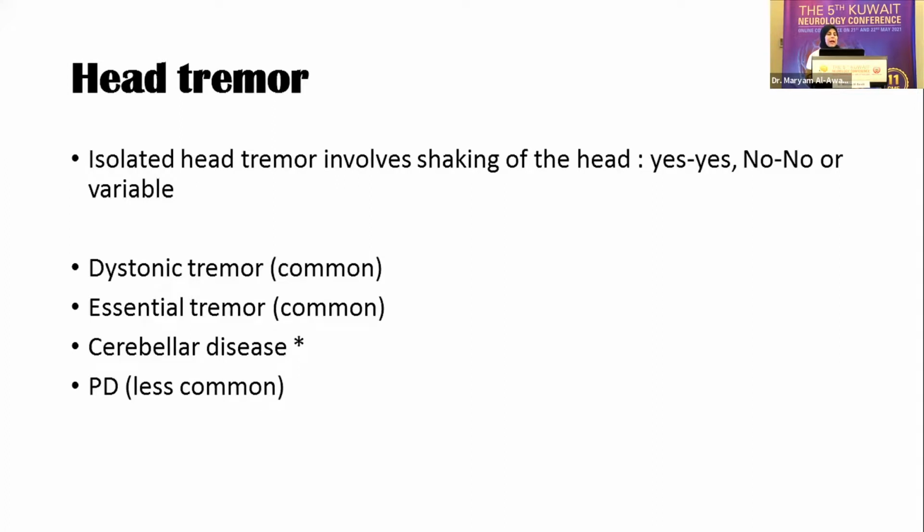Okay, head tremor. Just wanted to point out that we may see an isolated head tremor, which involves the shaking of the head. It can be in a yes, yes, no, no position, or it can be variable really with a rotatory movement. So it's not necessarily yes or no. And if we see it isolated, we should think of dystonic tremor. Also, another common cause is essential tremor, although a classic essential tremor will not have only an isolated tremor. Of course, cerebellar disease may also cause titubation of the head, so it's always important to keep in mind. Very less commonly, PD may be associated with it.